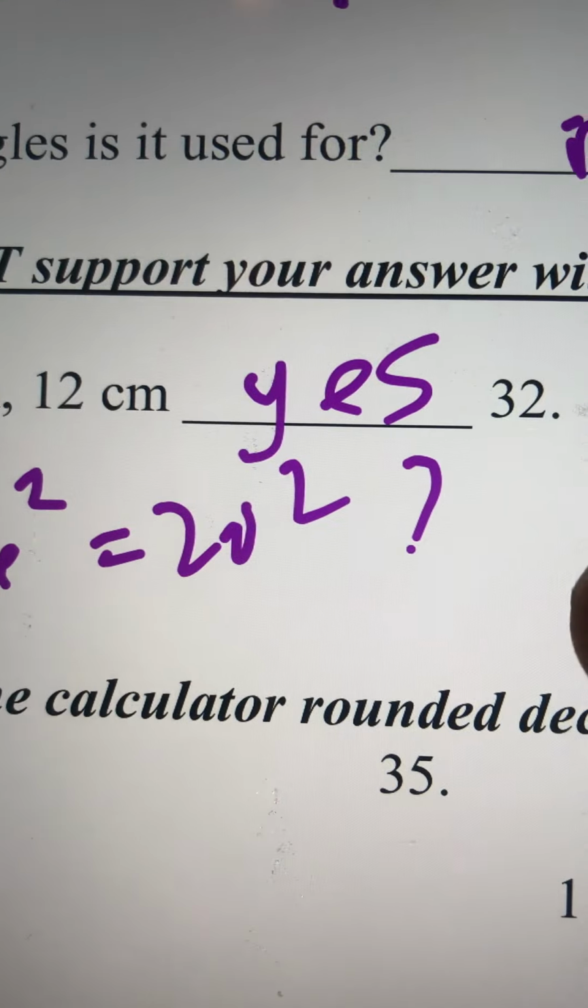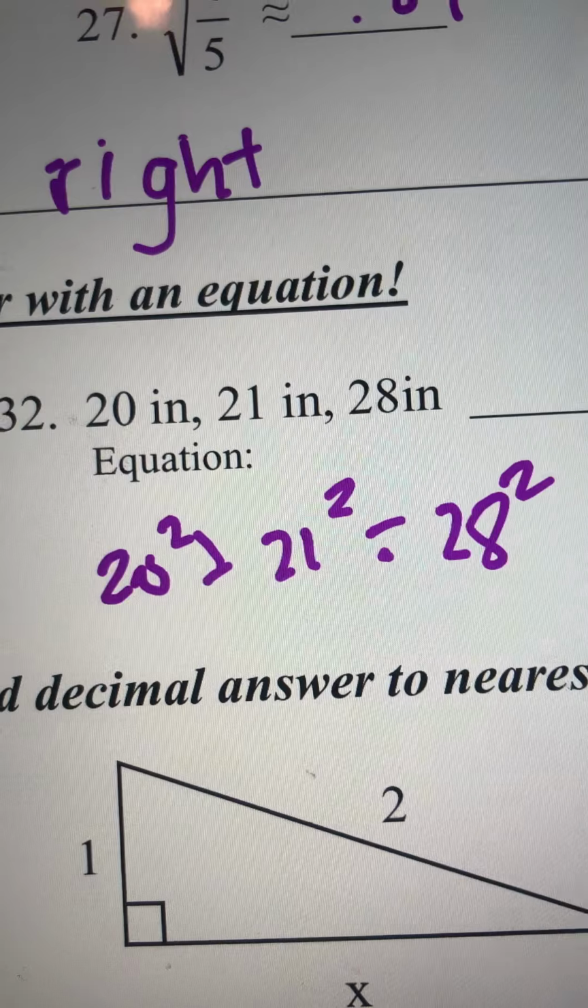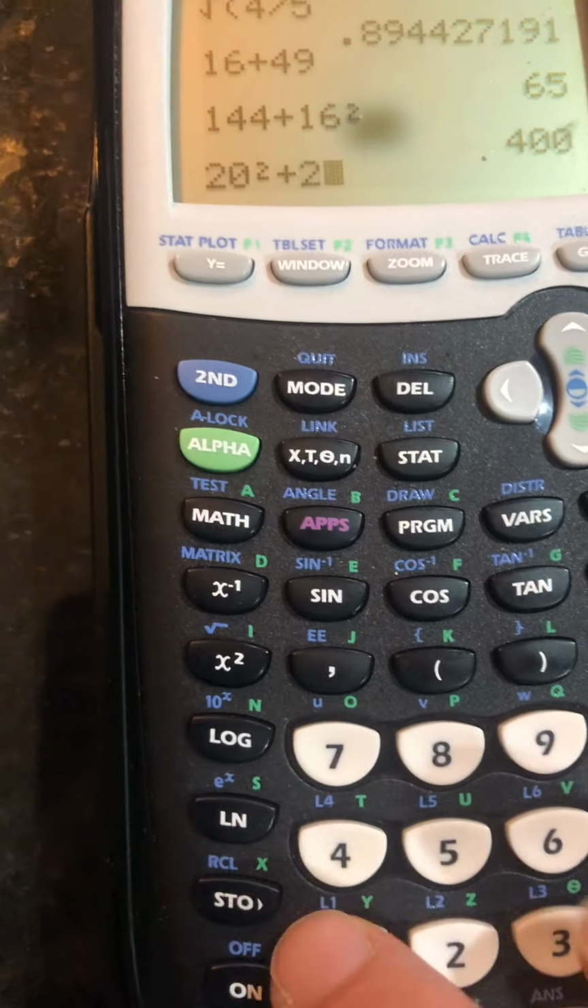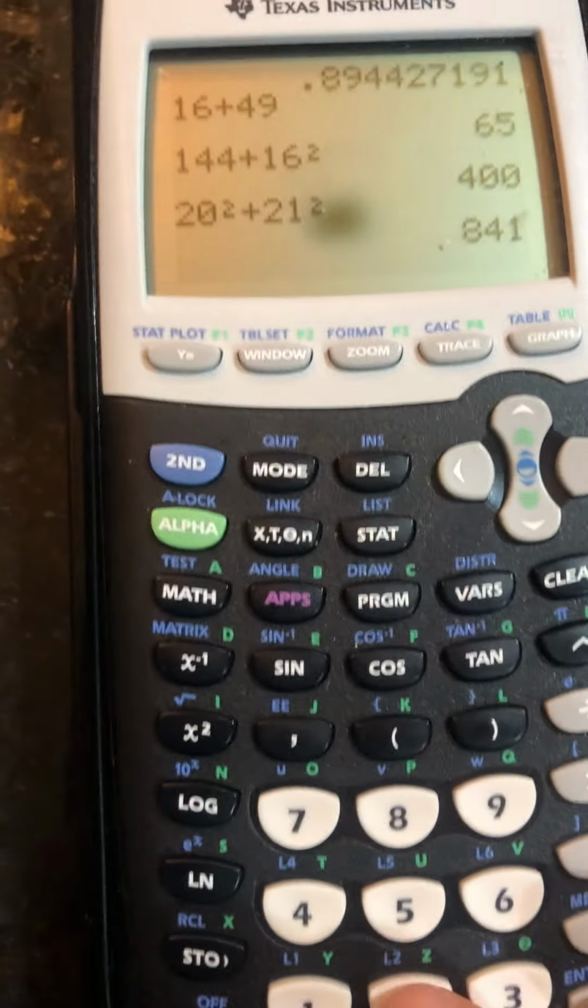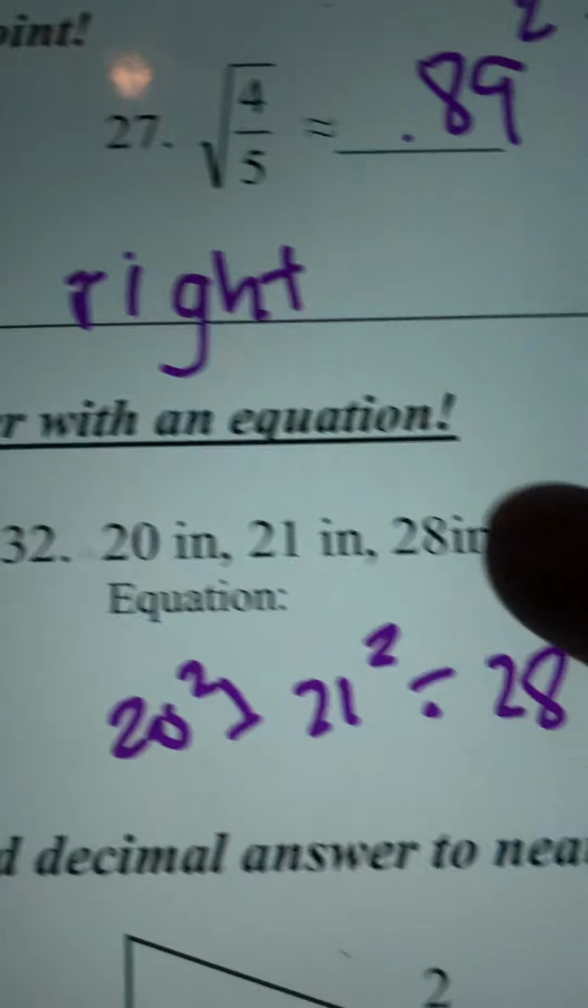And then here, does 20 squared plus 21 squared, does that equal 28 squared? So again, I'm just typing this in. No, so that's a no.